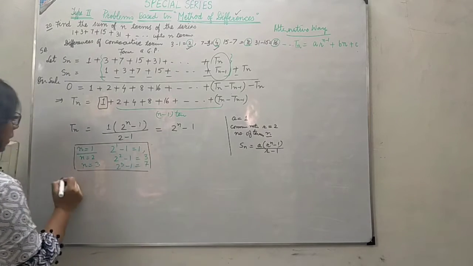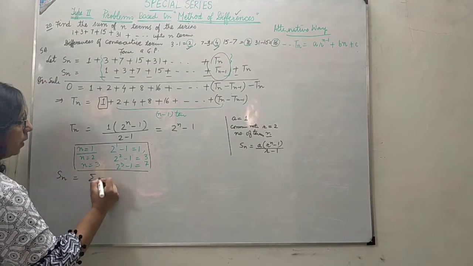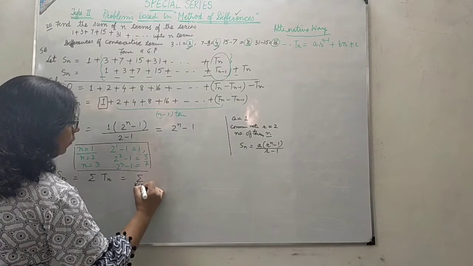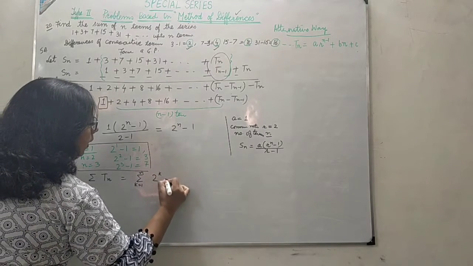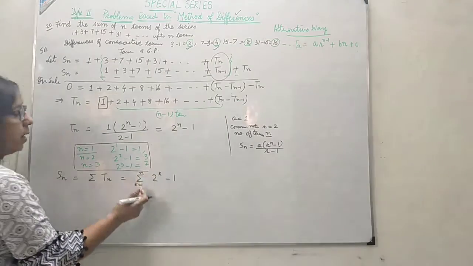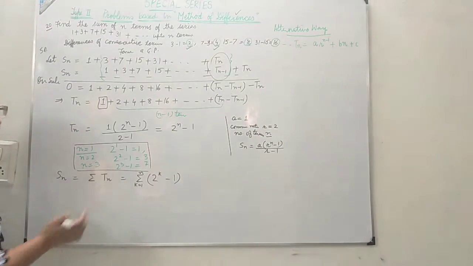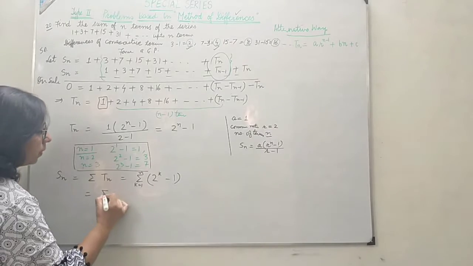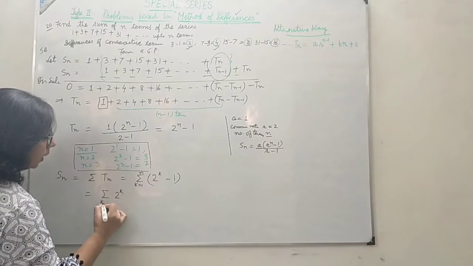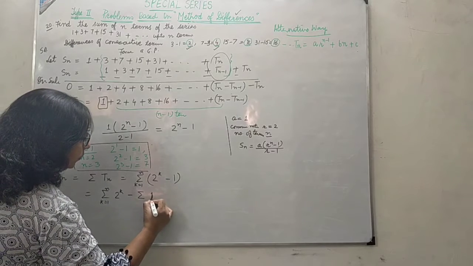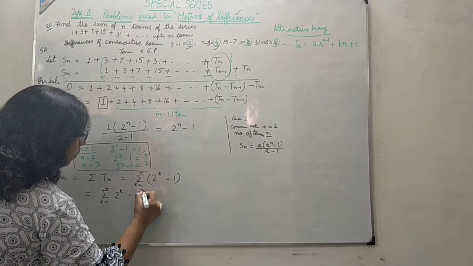Now, further Sn for the series is sigma Tn, that is sigma k running from 1 to n of 2 raised to power k. I have replaced n by k and am taking the summation on k, running from 1 to n. Now this is sigma 2 raised to power k, k running from 1 to n, minus sigma 1, k running from 1 to n.